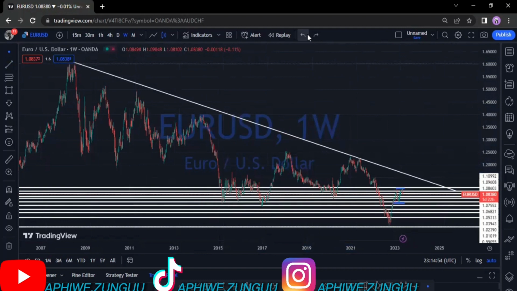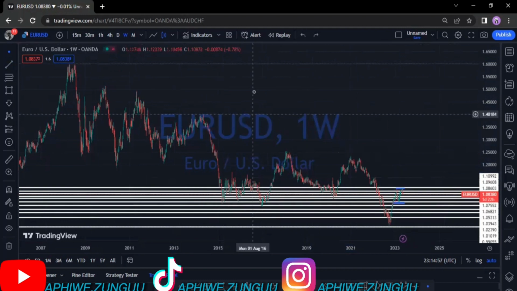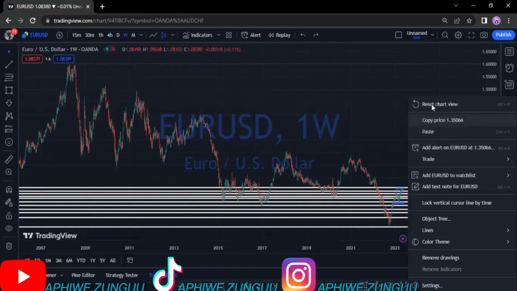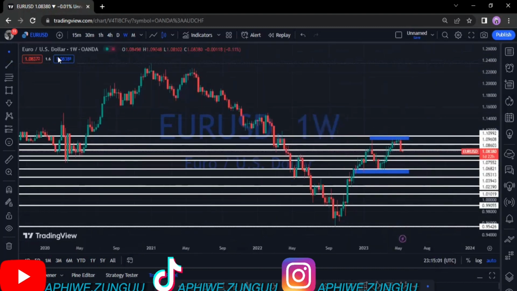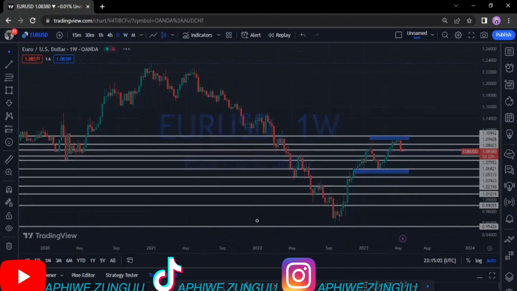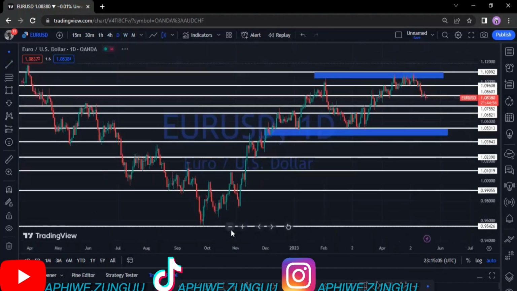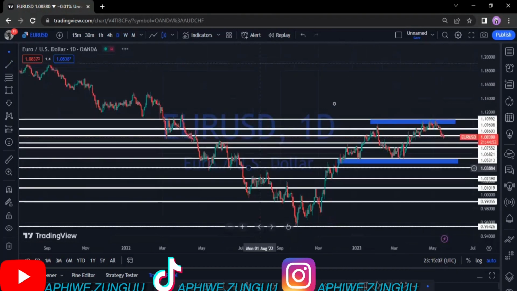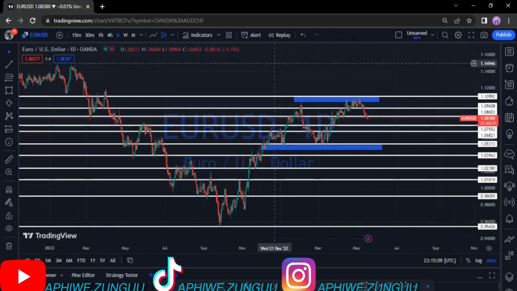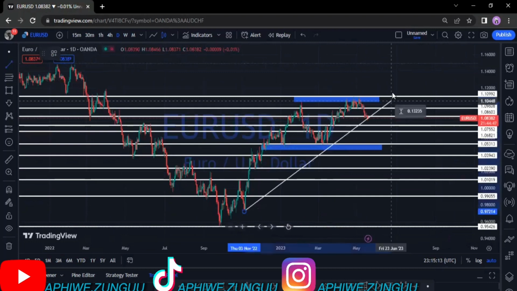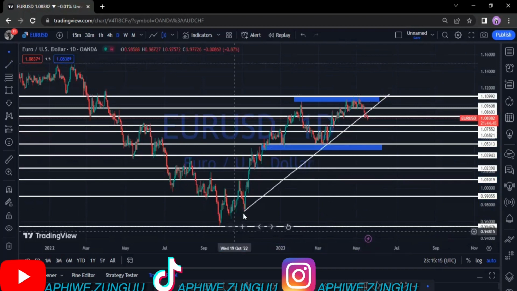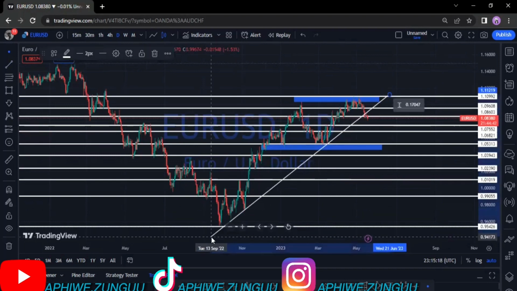But we're not going to focus much on that, because we're trying to grow a small account, right? So I marked out my support and resistance that are near the current market price, and now I can identify my bullish trend.